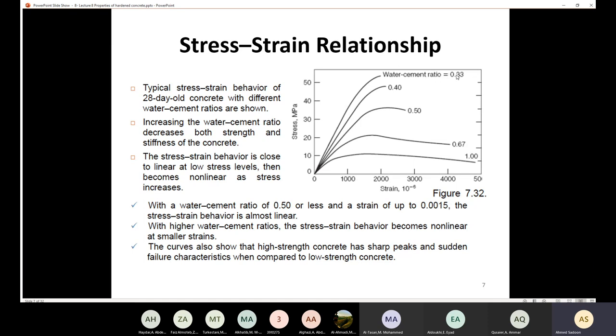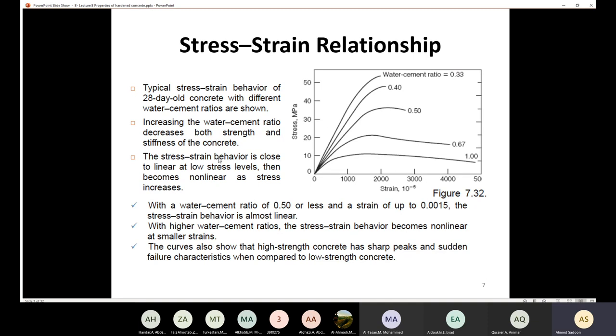The water cement ratio here is 0.33, while the water cement ratio here is 0.4 and so on, up to 1. So when we want to see the effect of the water cement ratio on the stress strain diagram, you can see here, if you increase the water cement ratio, the strength is going to decrease and also the stiffness is going to decrease. The stiffness is the slope of the curve. So if you increase the water cement ratio, you see here, the slope is going to decrease. So increasing the water cement ratio decreases both the strength and the stiffness of the concrete.